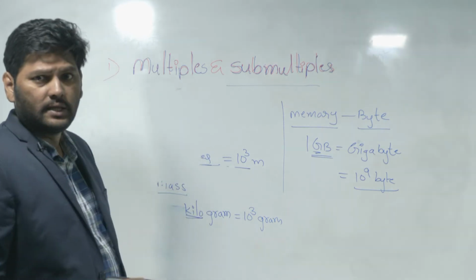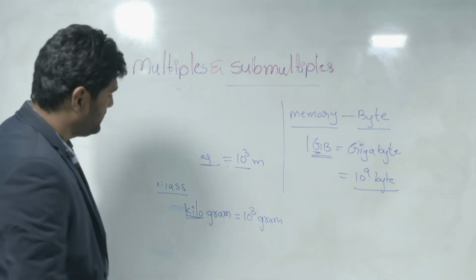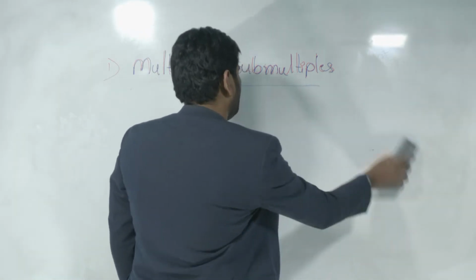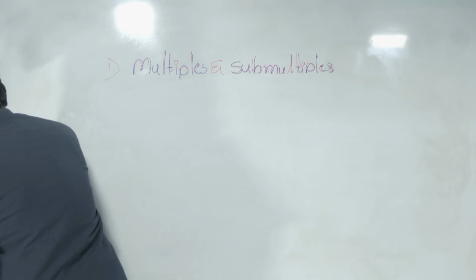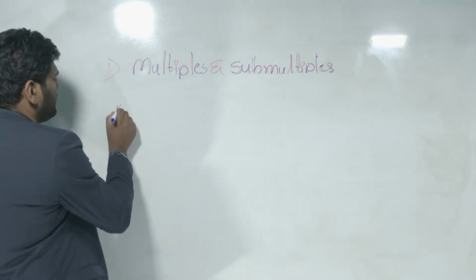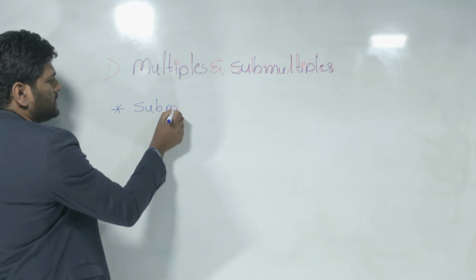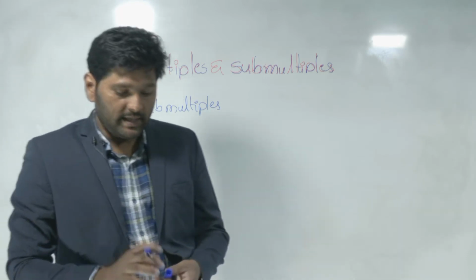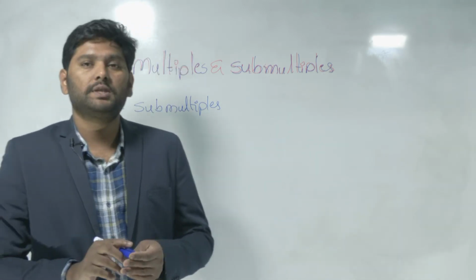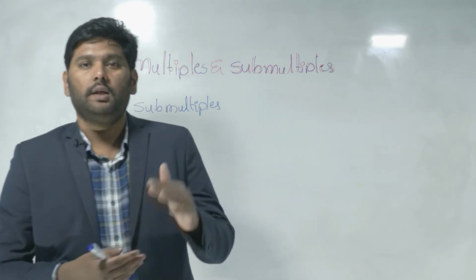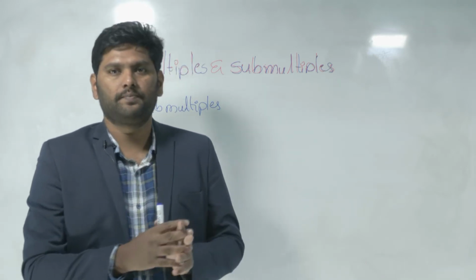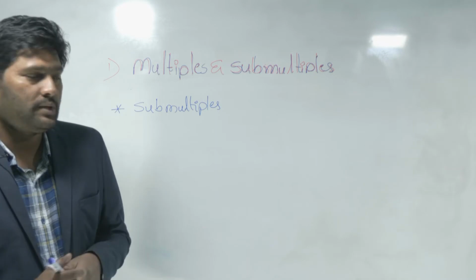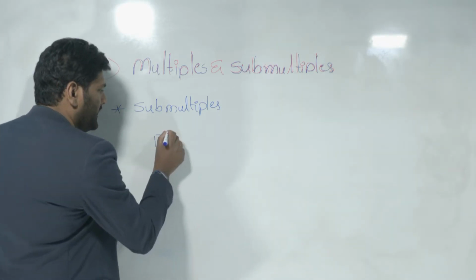So better, I think you are writing. I'm expecting you are writing. Yeah, you can write. So now let us discuss about submultiples. Submultiples. So what is this submultiples? The decimal points representing in terms of 10 multiples of 10 is nothing but submultiple. The decimal values representing as multiples of 10 is known as what? Submultiples. So first one is 10 power minus 1.